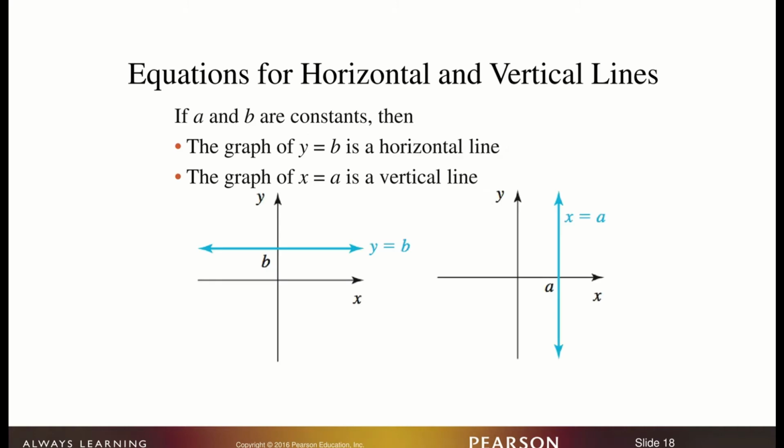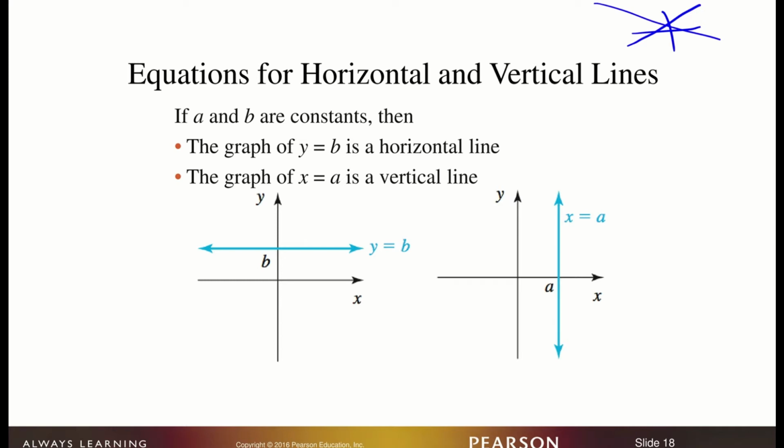So notice the lines that we have seen so far have all been what we call oblique. That means not vertical and not horizontal, right? They've always had some kind of a slope other than 0. So because of that, we refer to them as oblique lines.